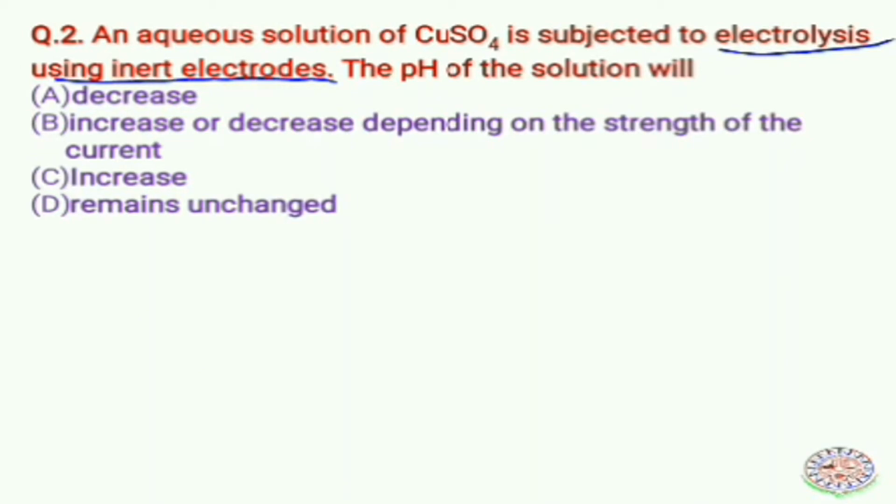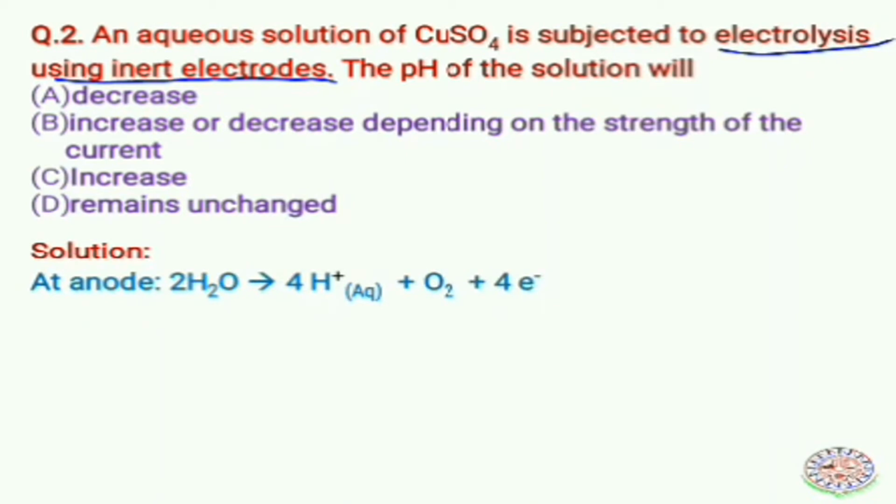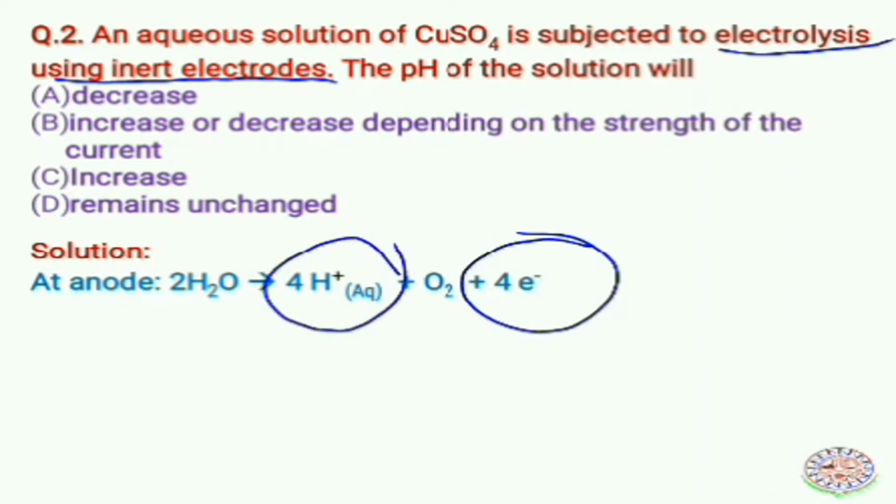So when you use inert electrodes, what happens? At anode, the metal will not go into solution. The water undergoes oxidation. 2H2O gives 4H plus plus O2 plus 4 electrons. Electrons are liberated at anode. That's oxidation taking place at anode. So what is forming here? H plus ions are forming.